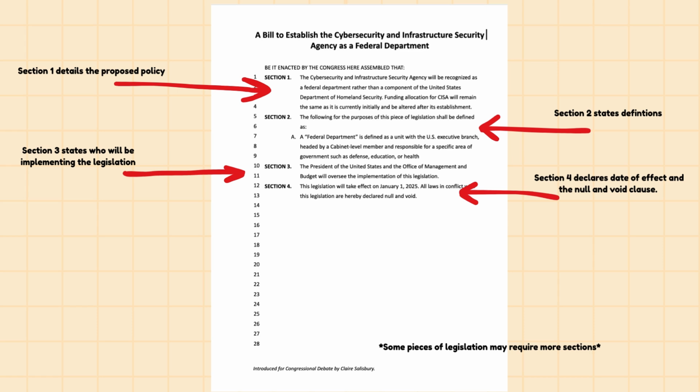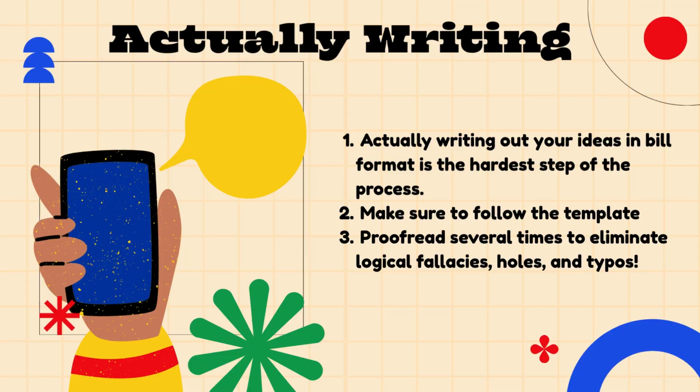Section 4 declares the date and effect of the null and void clause. So you see here, it says it will take effect on this date. All laws in conflict are hereby declared null and void. The null and void clause is extremely important because without it, your bill is null and void. So make sure that that's in there before you submit it to tournaments.